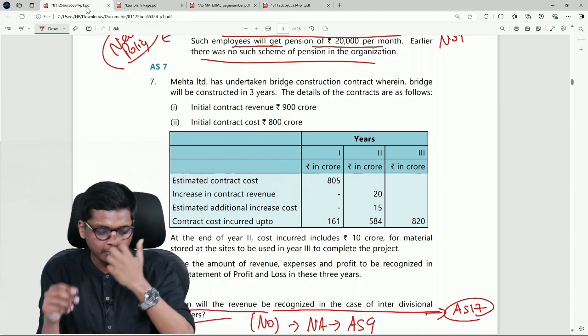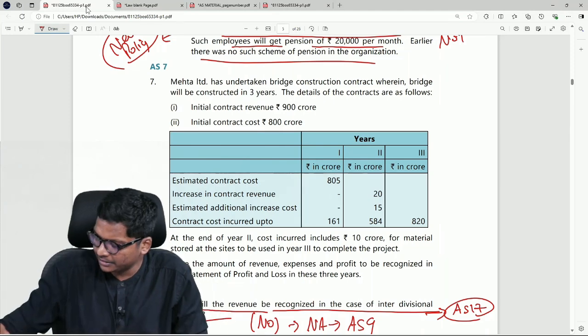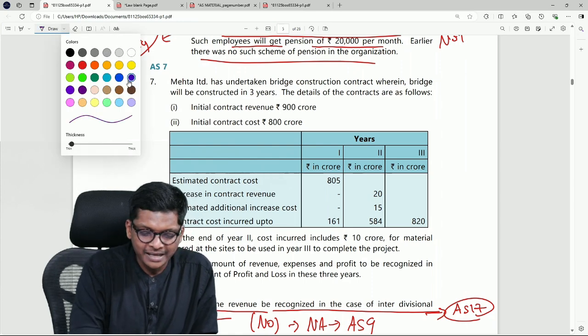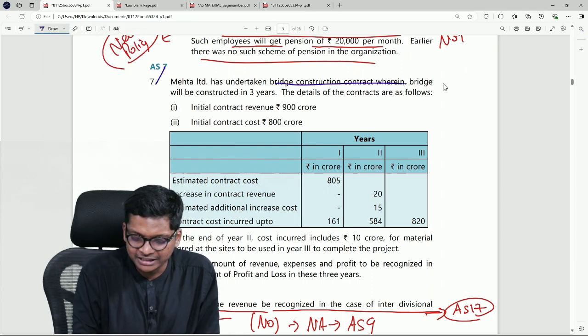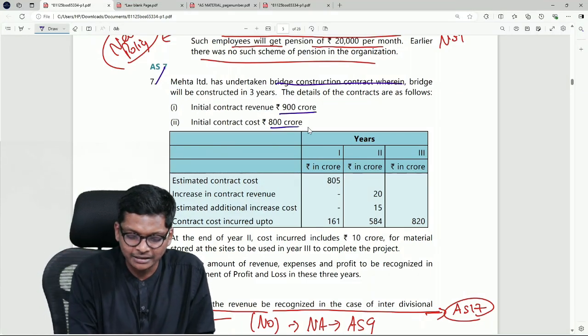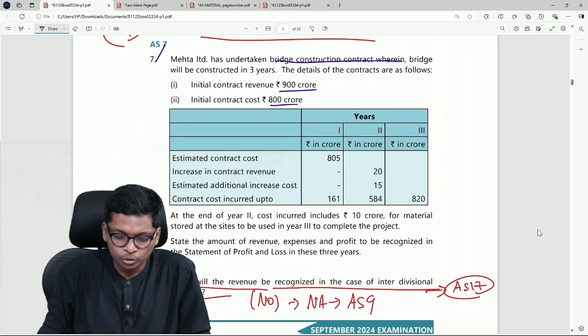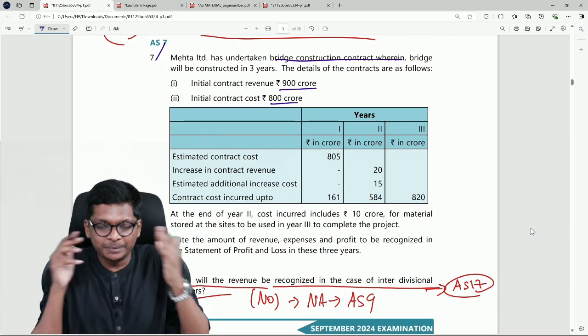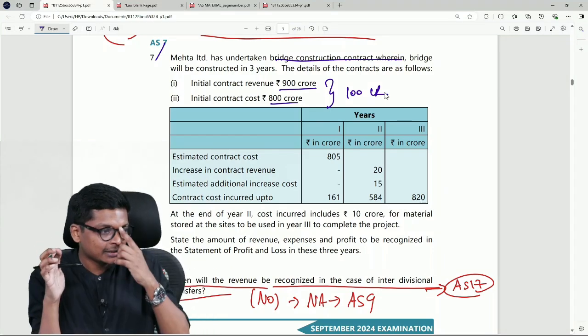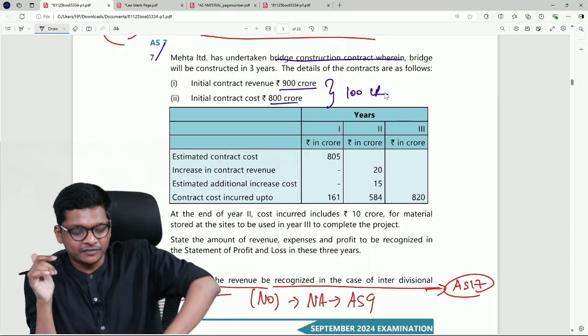Now look at the sum. Coming to the actual sum, guys. In the actual sum, if you see, Meha Limited has undertaken a bridge construction wherein the bridge will be constructed in 3 years. Revenue is 900, cost is 800. Super. So I know profit is 100 crores for all the 3 years, but I have to split this for each of the 3 years.